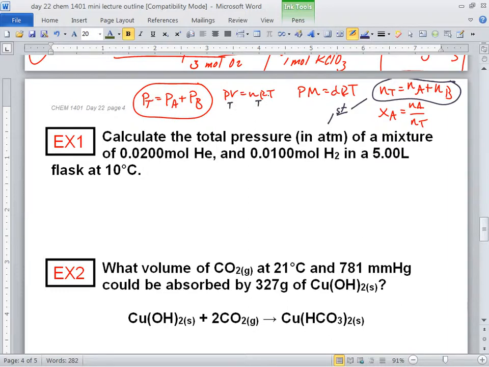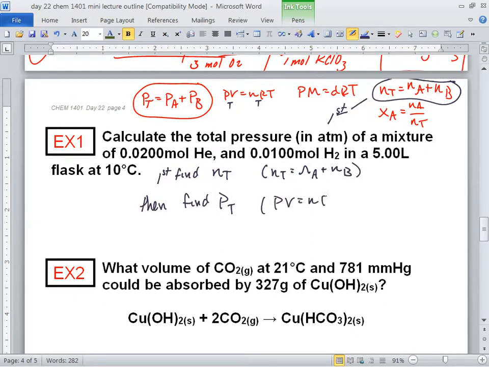Right? So Steph's idea would have worked, but this way is a little bit easier, I think. I would first find nT, then find PT. So nT equals nA plus nB, and PT is with PV equals nRT. But you have to put in those subscripts. So try it.